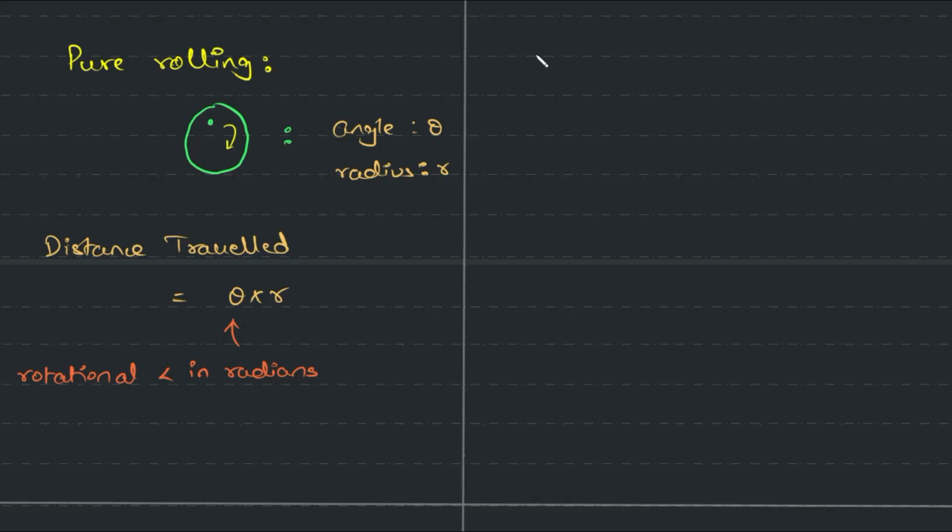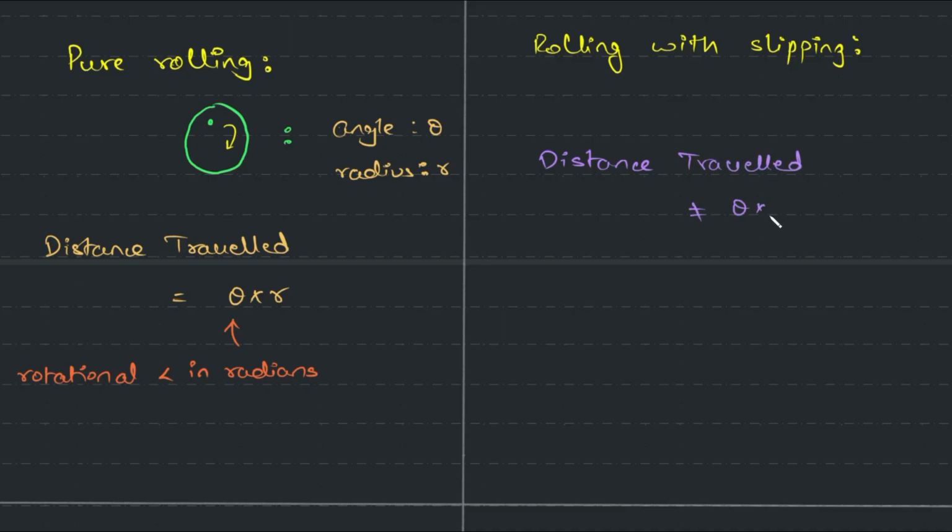Okay. So for rolling with slipping, you can make sense out of it. So you are slipping means what? You're not rotating. You're just moving forward like you do in translational motion. So here, the distance traveled will not be equal to theta times r. As simple as that. Okay, you got the difference?